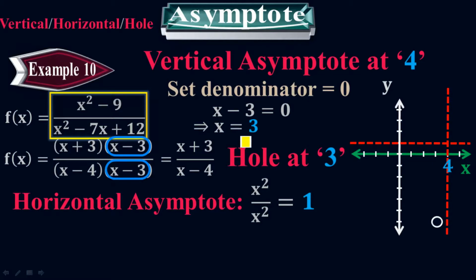I repeat, the x value is 3. To find the value of y, you have to put 3 in this equation. 3 plus 3 is 6, and 3 minus 4 is negative 1, which gives negative 6. Negative 6 is the point along the y-axis. Here is the hole.